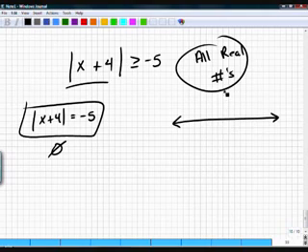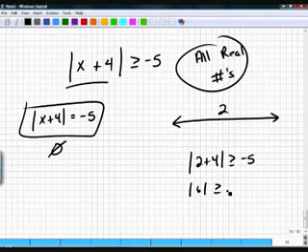Pick some number, 2. Okay, plug in 2. The absolute value of 2 plus 4 is greater than or equal to -5. That's going to be the absolute value of 6 is greater than or equal to -5. That's going to be 6 is greater than or equal to -5. Is that true? 6 is bigger than -5? Yeah, that's true. So everything in that interval works. What's in that interval? All real numbers, because it's just one big interval.